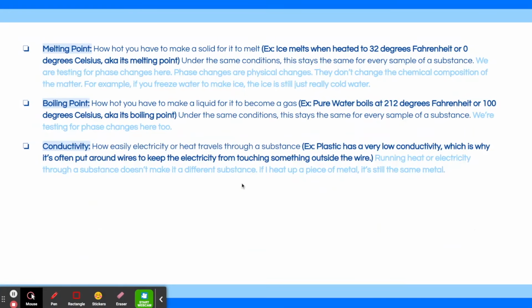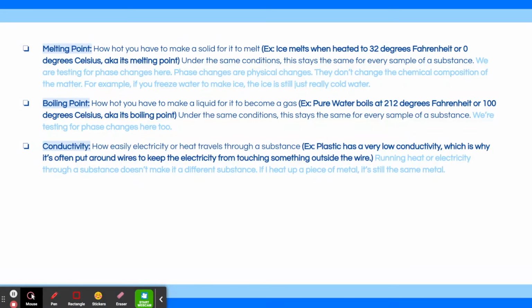Melting point, which is how hot you have to make a solid for it to melt, is a physical property because we are testing for a phase change. Phase changes are physical changes. They don't change the chemical composition of the matter. For example, if you freeze water to make ice, which is a phase change, the ice is still really just cold water. So melting point is only testing for a phase change. So that's still a physical property.